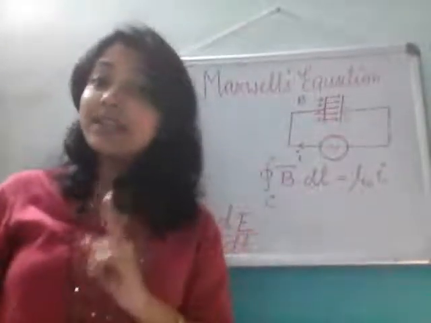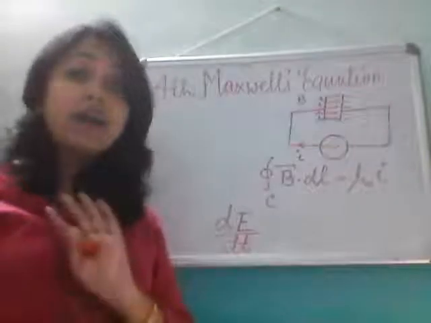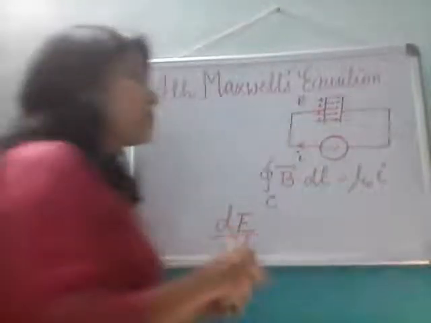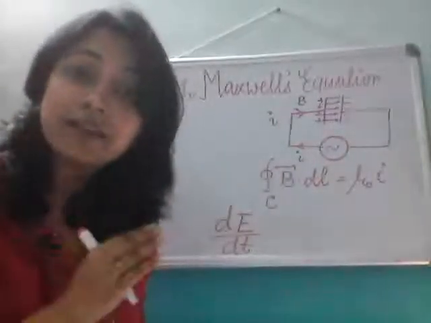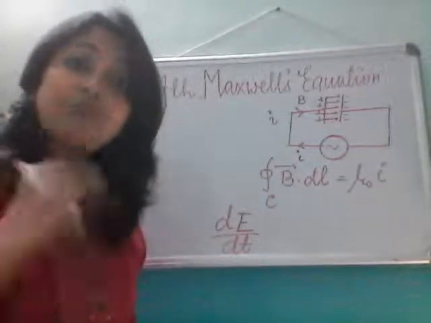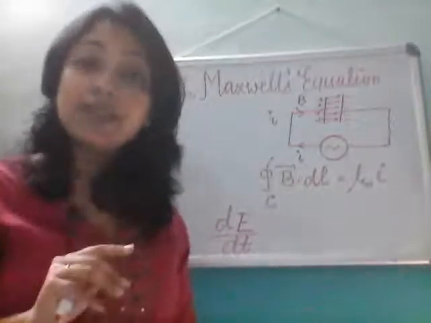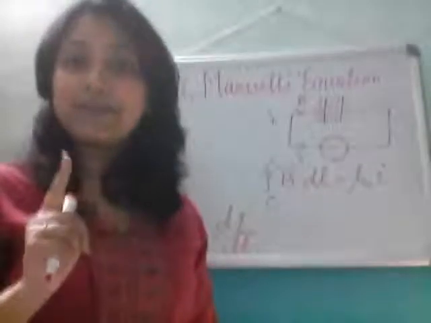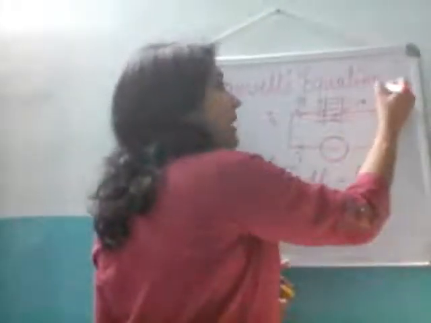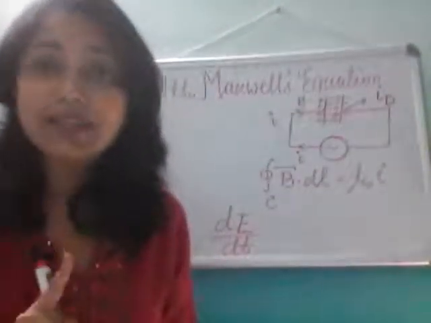So essentially he said that it was not only the current. This current was over here, a real presence of conduction current, a flow of charges. However, within the plates of the capacitor also, even though there was no conduction of charges, still there was a current. And he called this current ID, the displacement current.